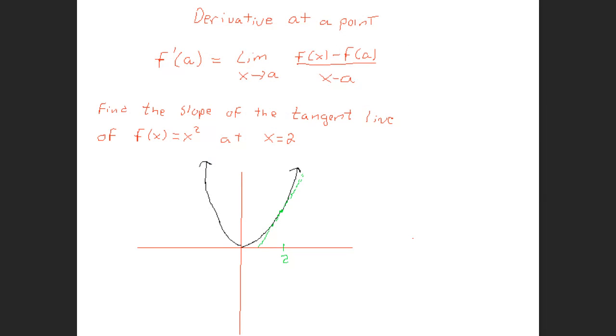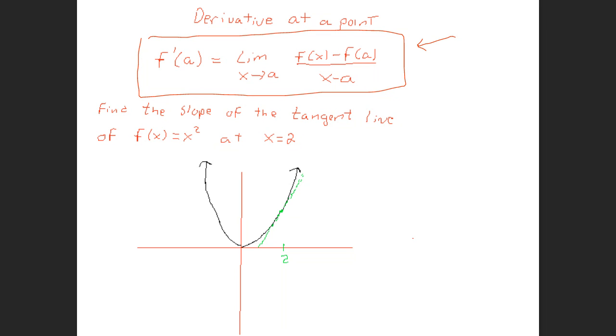So if I gave you this problem here, it says derivative at a point. This is a very, very important formula. Copy this down. f prime of A is equal to the limit as x approaches A of f of x minus f of A over x minus A. Okay? So what we're going to try to do is find the slope at a given point. And this formula right here is how you find the instantaneous rate of change at a given point.